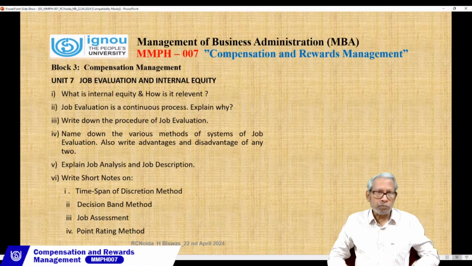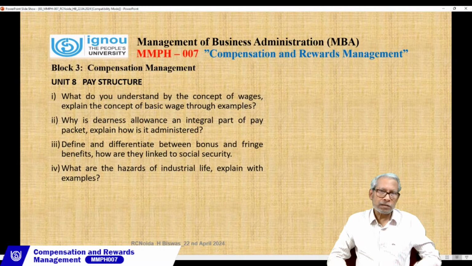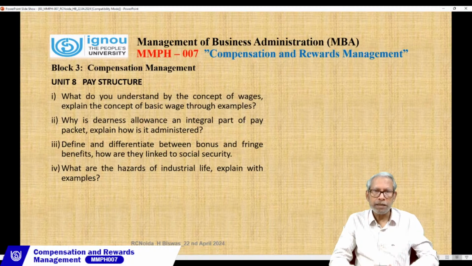Now I have to discuss some of the questions here in Unit 7. The type of questions: internal equity, how it is relevant; then job evaluation, questions may come on its time span and directions; job assessment and the point rating method; then what you understand by the concept of wages, DA and allowances as an integral part of the package; define and differentiate bonus and fringe benefits. These are the types of questions, and this is the area you have to prepare.